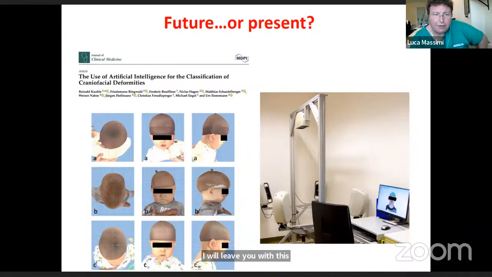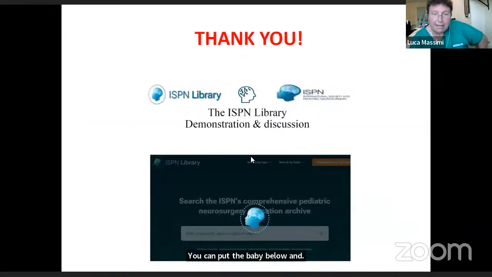I cannot avoid mentioning the artificial intelligence. And I don't know what will be our future. For sure, the diagnosis of the craniosynostosis will be done with the artificial intelligence, just with a scan. We can put the baby below, and finally, the computer will give us the diagnosis.